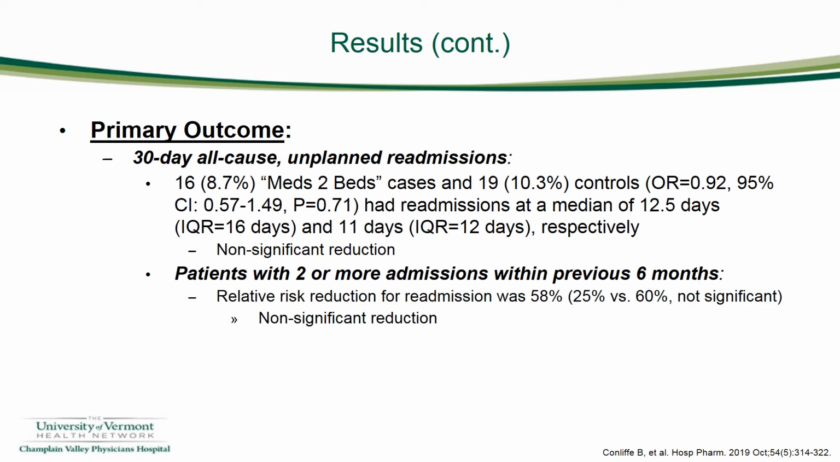When they stratified specifically to patients who had 2 or more admissions within the previous 6 months, so trying to nail down those patients who might be at higher risk of readmission, there was a relative risk reduction for readmission of 58%, 25% in the meds to beds group, and 60% risk of readmission in the control group. However, this again was not statistically significant. So we saw a non-significant reduction in this specific patient population as well.